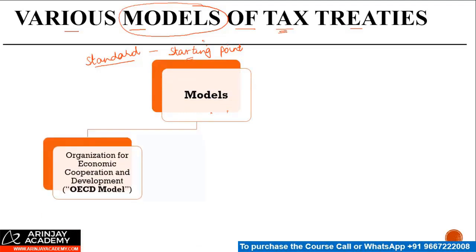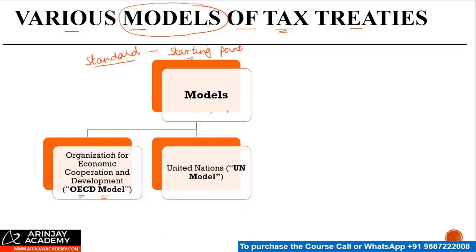If I have to look at it, there are basically three key models which are looked after insofar as a tax treaty is concerned. The first one is the OECD model, which is developed by the Organisation for Economic Cooperation and Development, right? And this is the one which is used by a large number of developed countries when entering into tax treaties. The second one is the UN model, or the United Nations model.